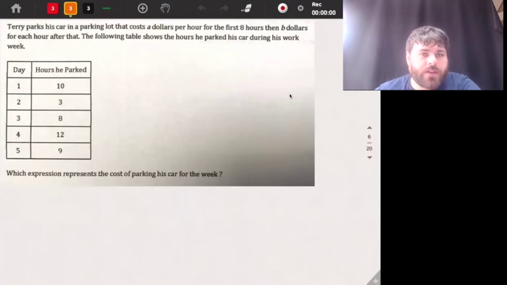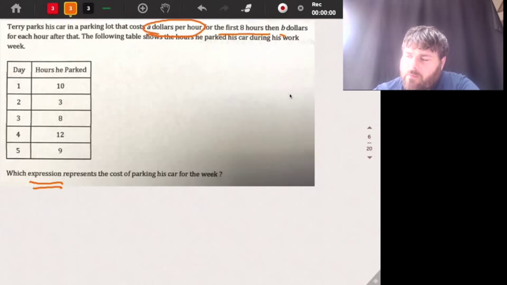All right, so a couple things here. It says write an expression. So we're going to write an expression that represents the cost. When it says represents, that usually means we're going to have some variables here. So A is the cost per hour for the first 8 hours, and then B is the cost for each hour after that. So let's try this one with some examples.